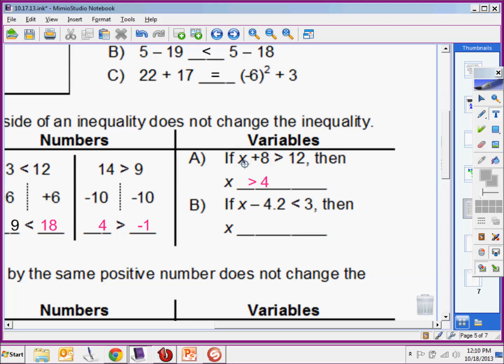Because if x is negative 2, I'm going to end up with 6. Is 6 greater than 12? No, I want to maintain this as a true statement. So x has to be greater than 4.